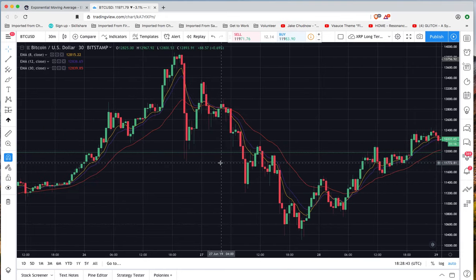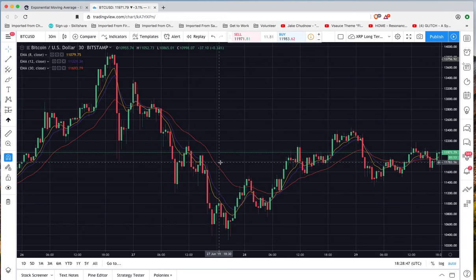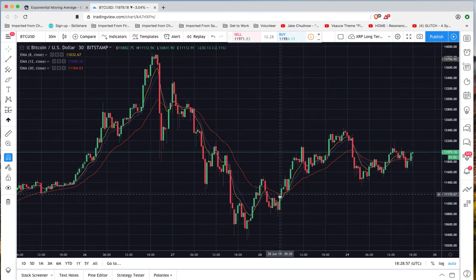But yeah, that's just a quick little breakdown of how I use EMAs to help me trade. And again, fiddle around with it, see what numbers work best for you and what works best in terms of your trading strategies.